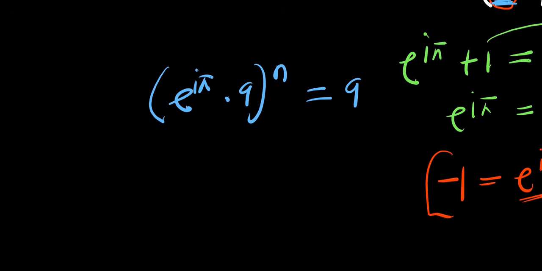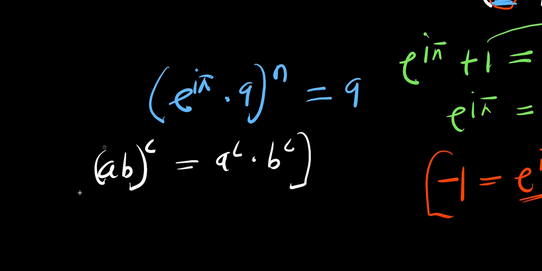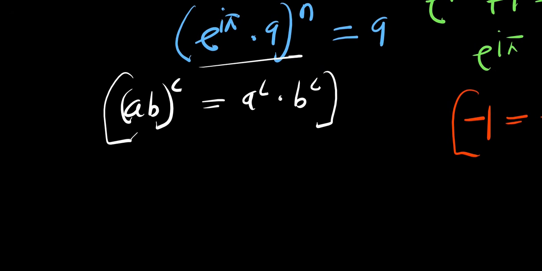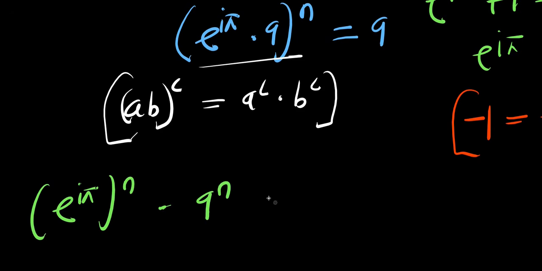Now the next thing I'm going to do is to consider this other identity. If you have a times b raised to the power of c, this equals a power c times b power c. I'll apply that here. All I'm going to have will be e power I times pi raised to the power of m times 9 raised to the power of n equals 9.